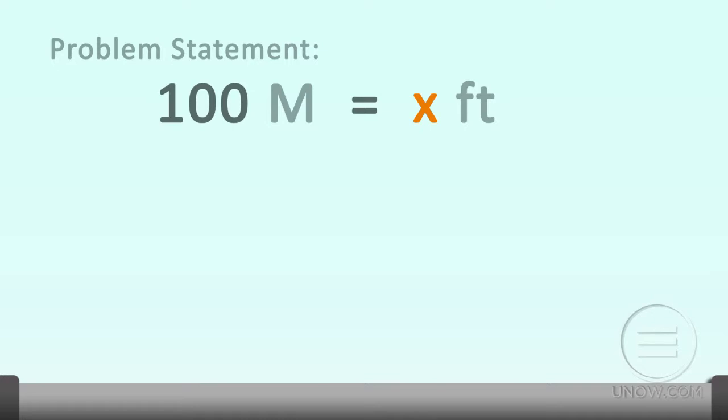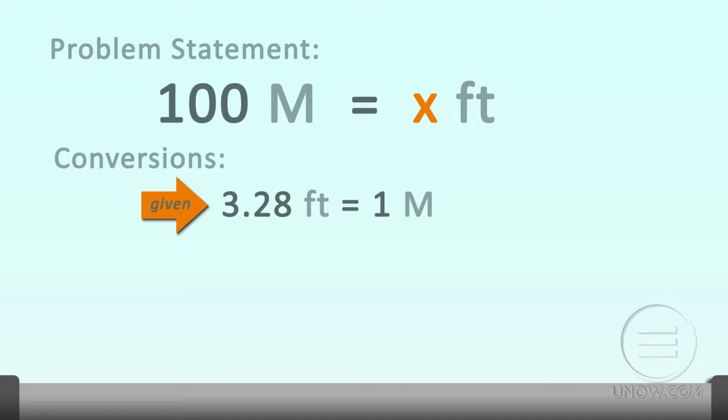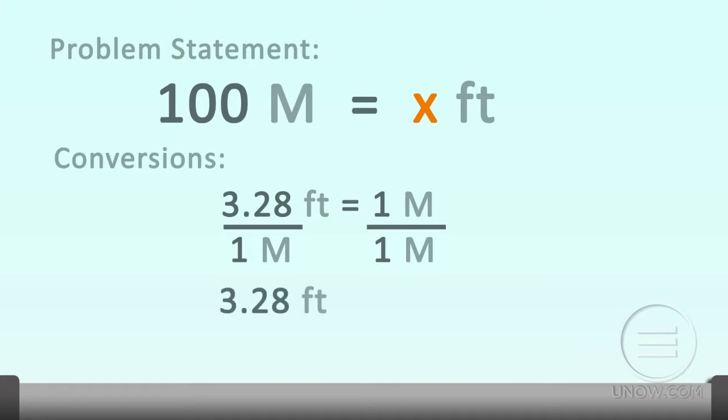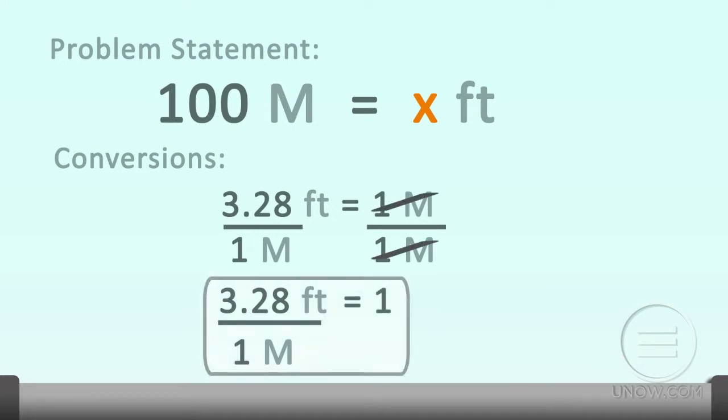Now, we have one equation, but we still don't know how to convert meters and feet. We need one extra one. And that is that you may know already or not that 3.28 feet equals 1 meter. So I divide both sides by 1 meter, and I get 3.28 feet per meter equals 1. And this is going to be important for our next step.